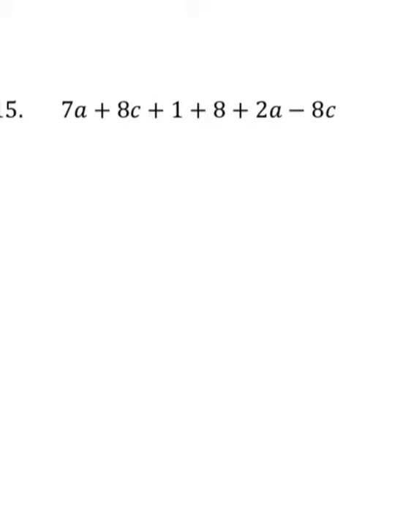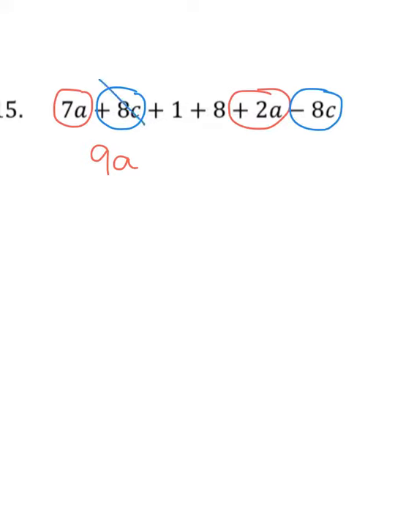A. So 7a plus 2a is how many a's? 9a. What are you going to do now, Rye? C. 8c minus 8c. What happens to those, Riley? They cancel out, because it's plus 8 and minus 8, which is 0. Yep, those cancel out. We don't even have to write that down.